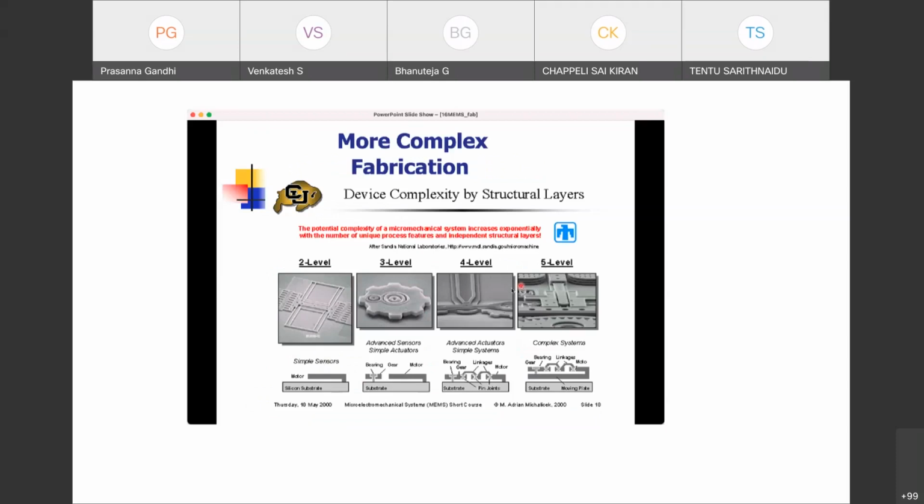Okay, so these are like multiple levels. We have seen only one level of surface micromachining. They can put a 2 level, 3 level, or multiple levels of this process, and then you get more and more complex devices. Sandia National Lab did this kind of process development and characterized these processes and fabricated a lot of different components, including these gears and some linkages which are moving and things like that.